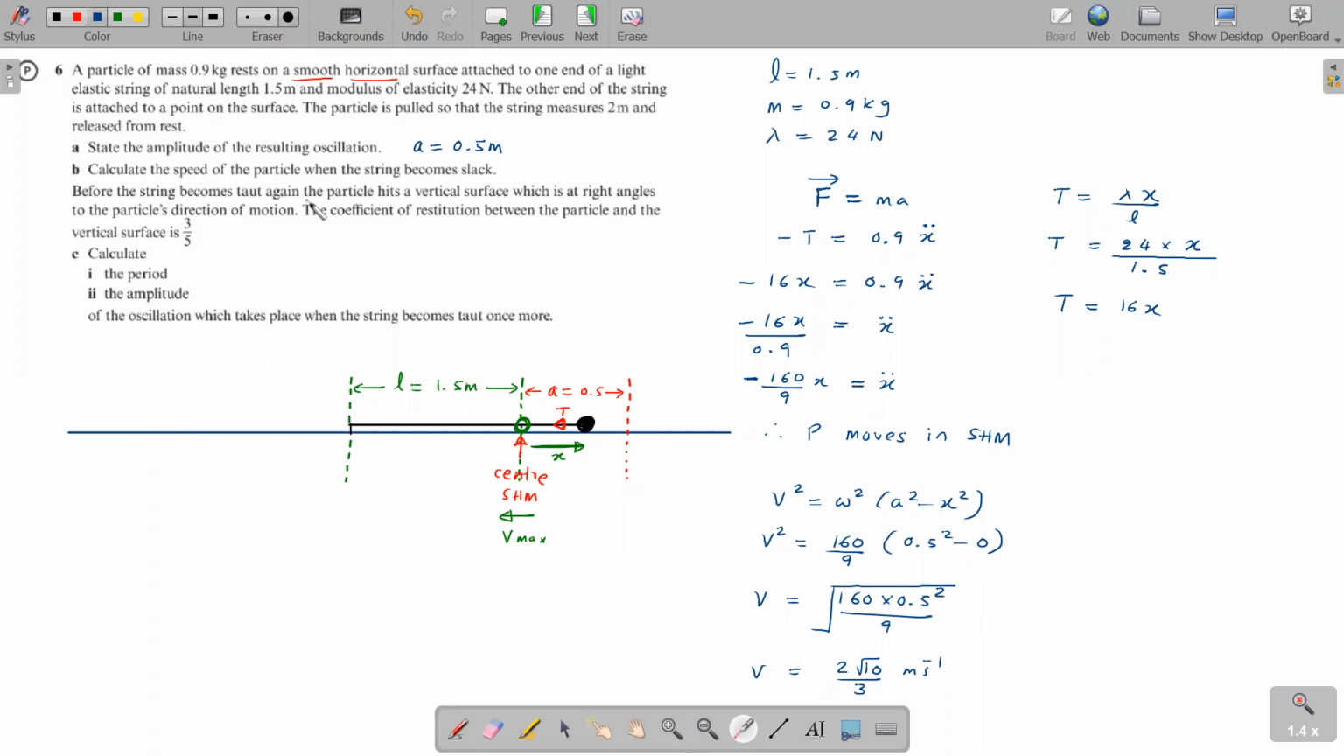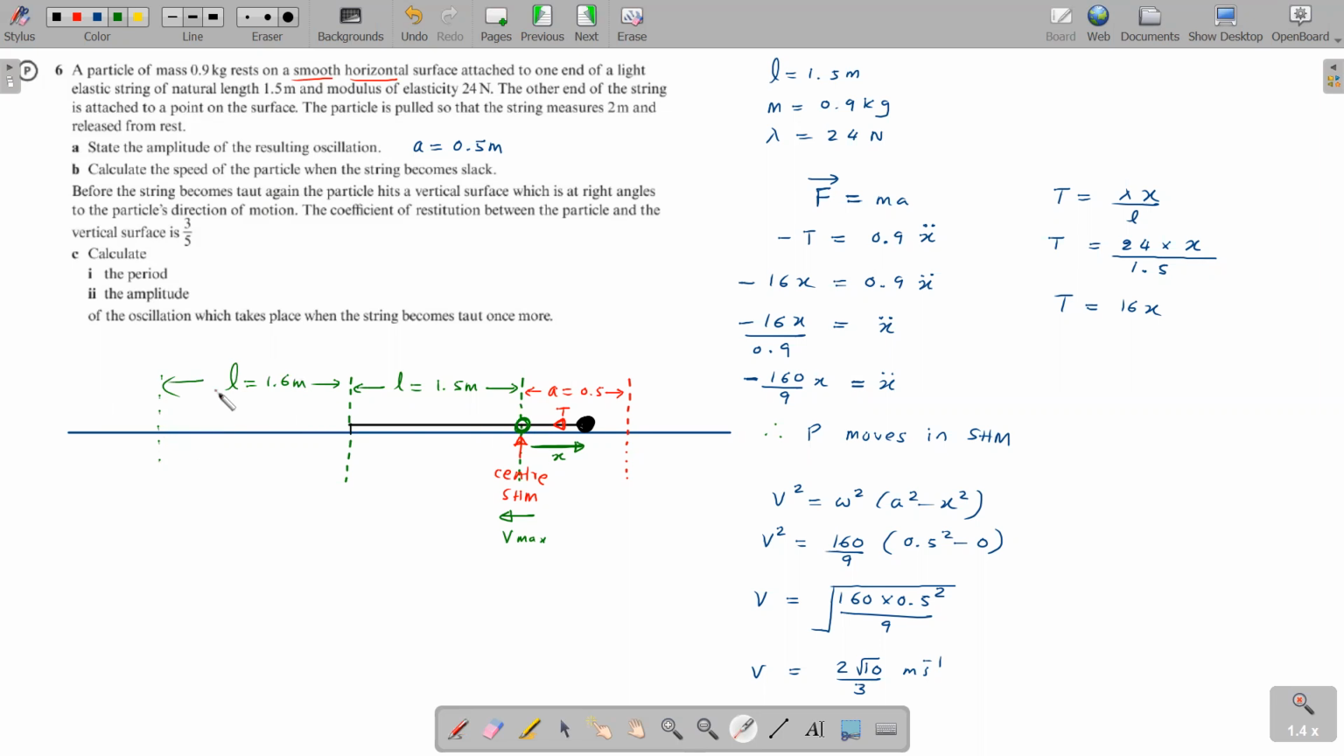So they are saying before the string becomes taut again, because the string is supposed to become taut again over here. Are you with me? So if you go another natural length, 1.6 meter, to the other side, at this point the string will become taut again. From here to here it will go at constant velocity and become taut again, and then it will perform the rest of the SHM. Isn't it? That's what we learned at the beginning.